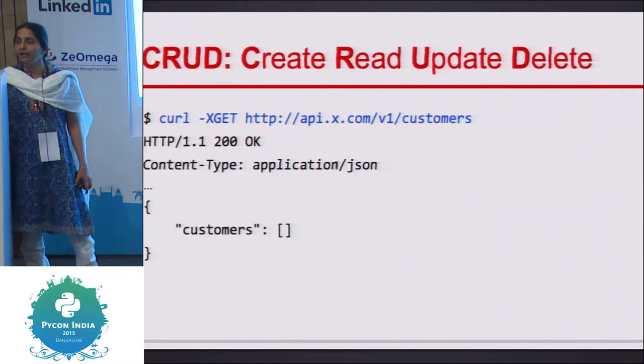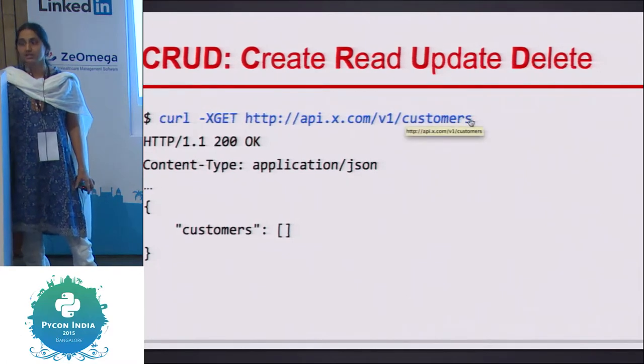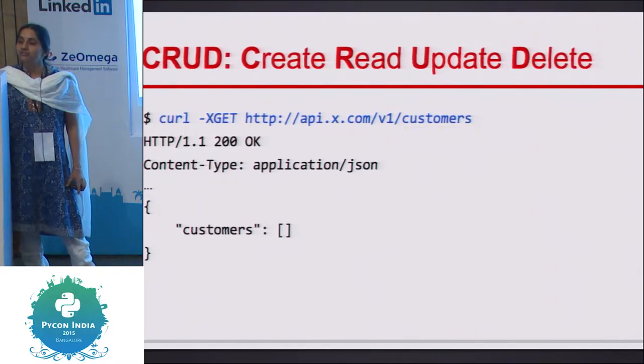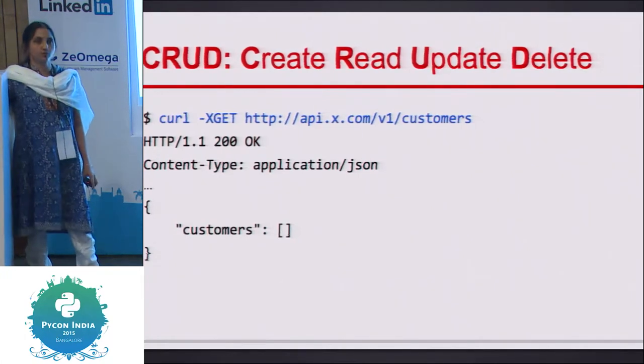So the client is asking the server through this URL, slash customers, and the server has responded with a status code and a content type, and this is the response. This dictionary that you can see is the response.